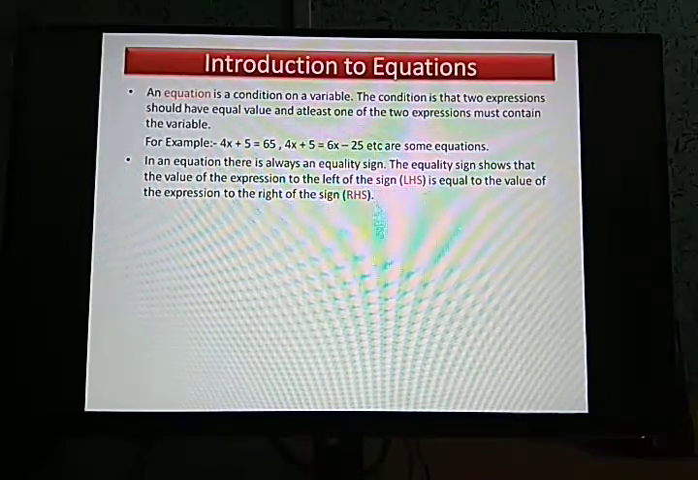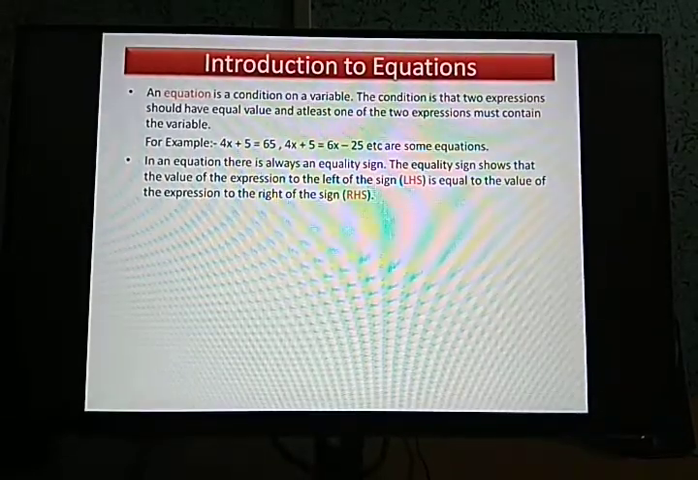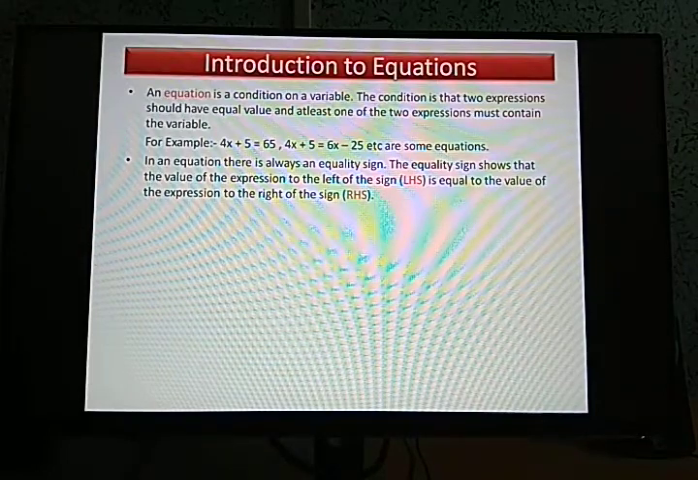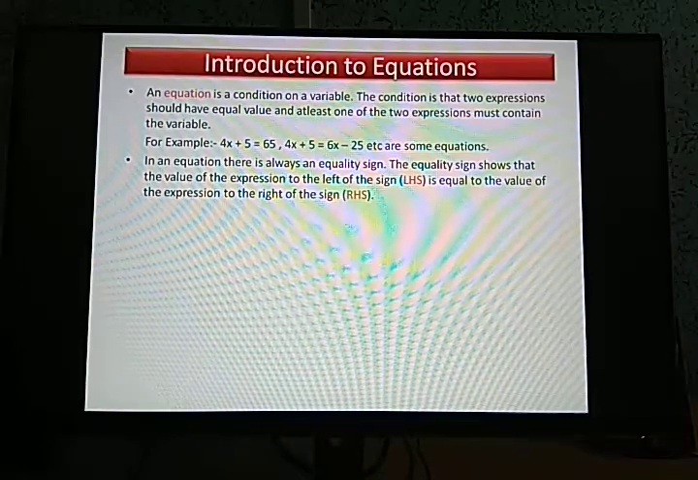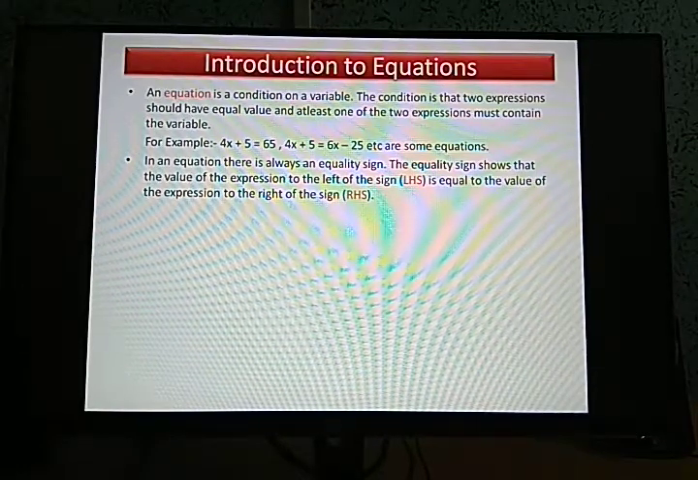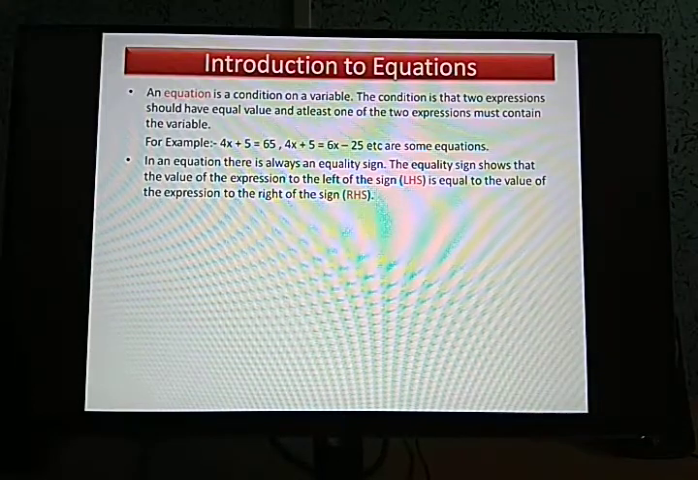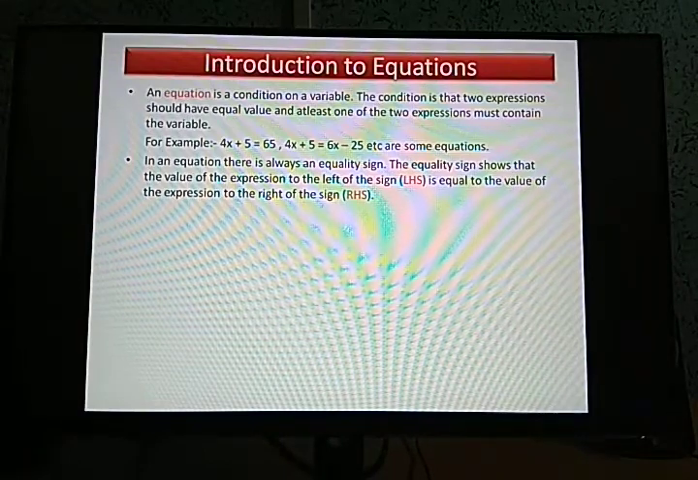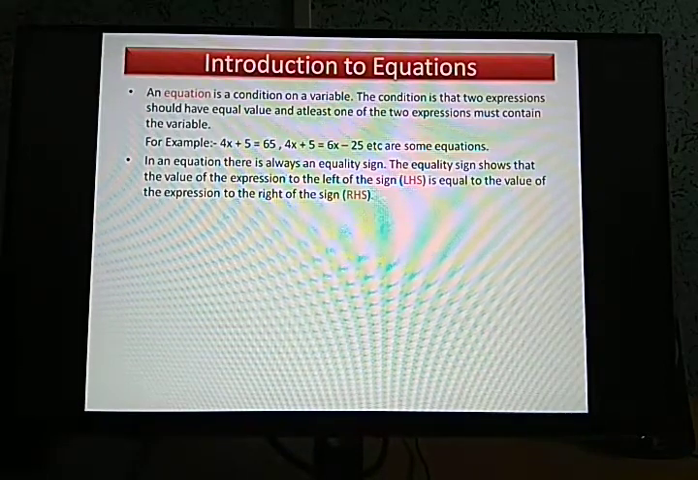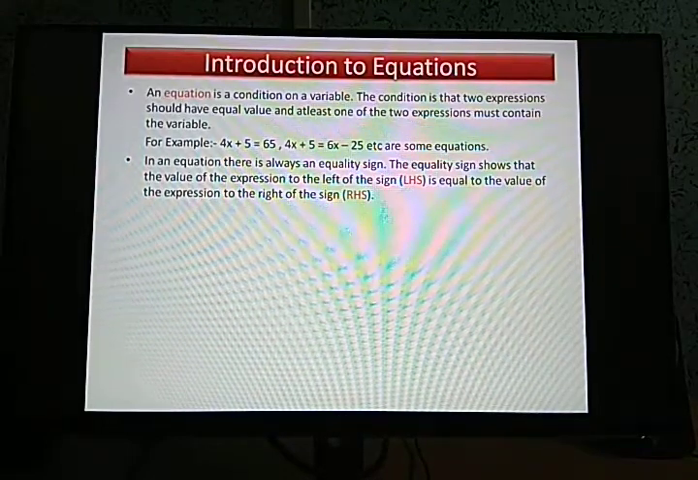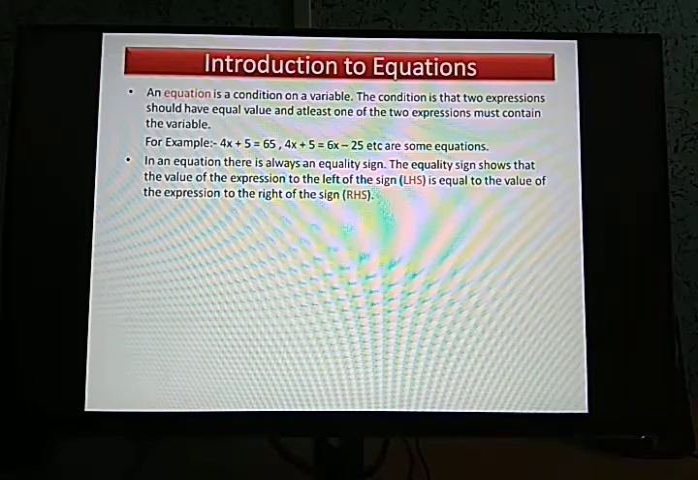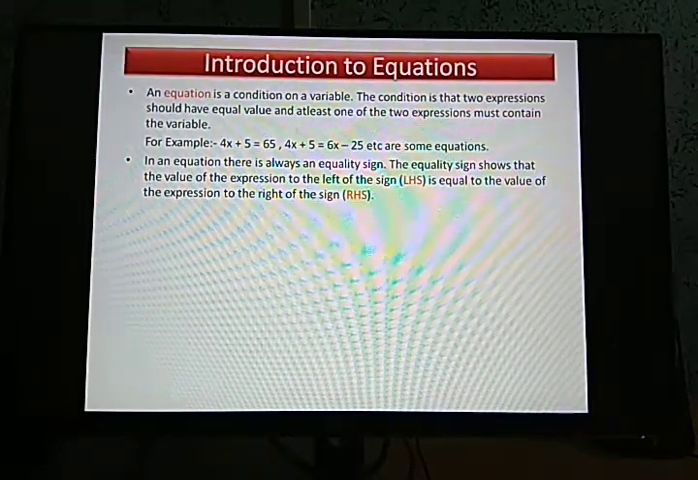Clear? Now next thing is, the equality sign shows that the value of the expression to the left of the sign is equal to the value of the expression to the right of the sign. Now what does this mean? This means that whatever the value of the expression we have on the left side of the equal to sign, that is called the left hand side, and whatever value of the expression we have on the right side of the equal to sign, that is called the right hand side or the RHS, it must be equal, and this equality is shown by that equal to sign. Clear? Now let us go to the next.